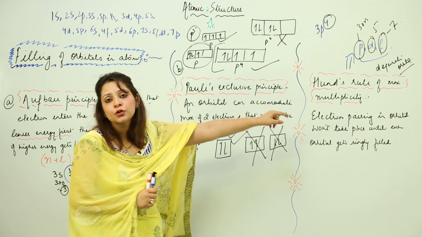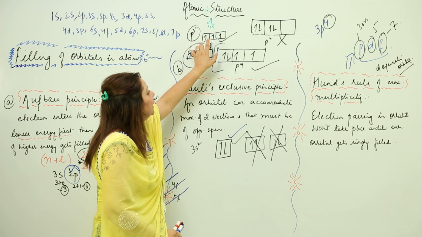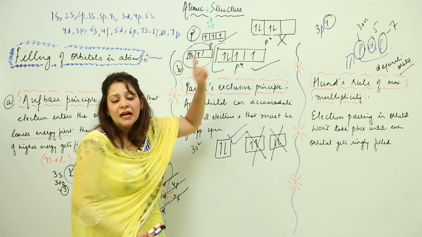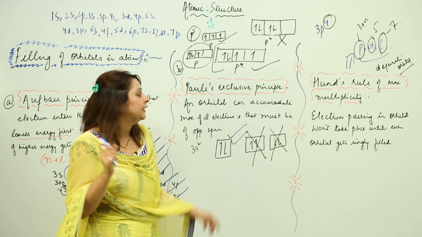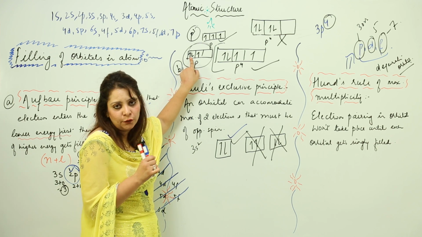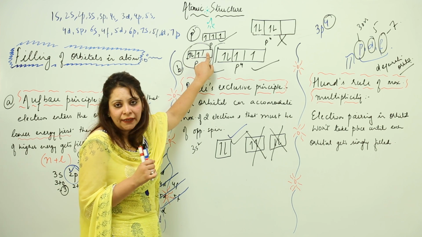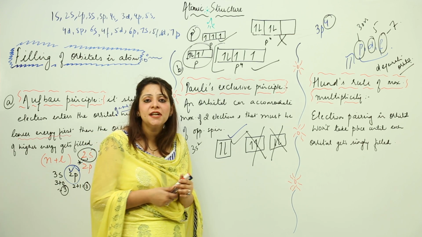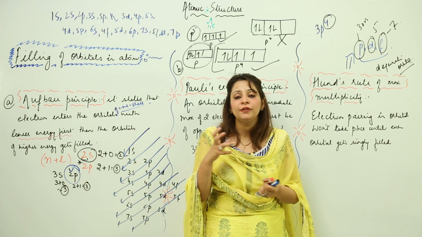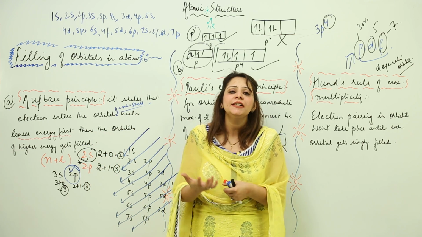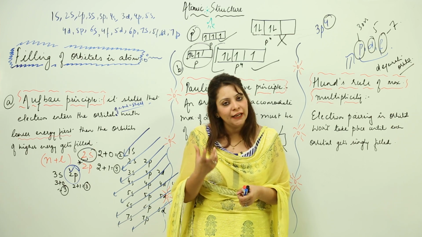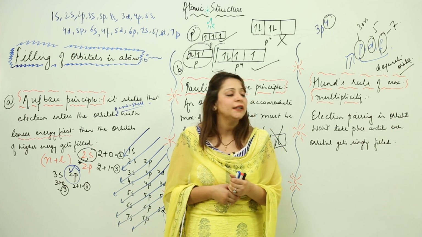So this is what Hund's rule states, that electron pairing, that means we won't pair up until and unless each orbital gets singly filled. As I told you, in this we have already paired first, but this orbital is vacant. Because they possess the same energy, we need to fill them singly first and then we will pair them according to the number of electrons left, right? So this is Hund's rule.